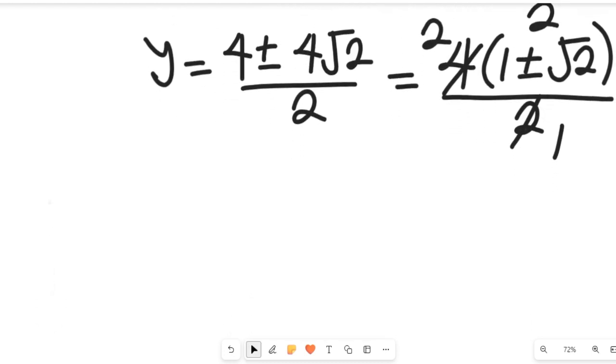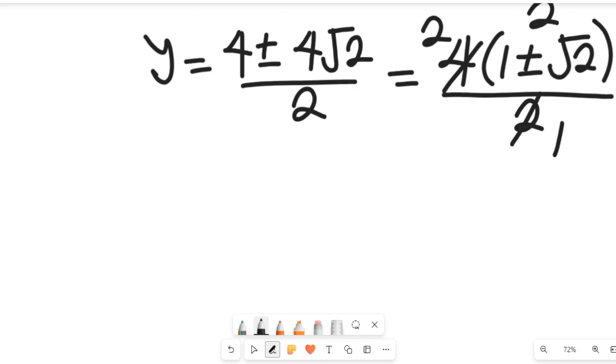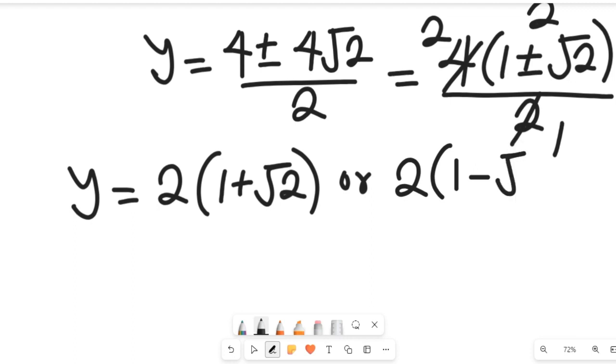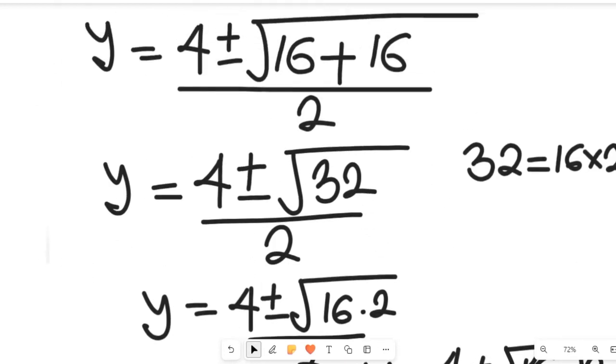So our y finally will be equal to 2 multiplied by 1 plus root 2, or it can be equal to 2 multiplied by 1 minus root what? Root 2. So these are the two factors, the two solutions that will come out from that quadratic equation.